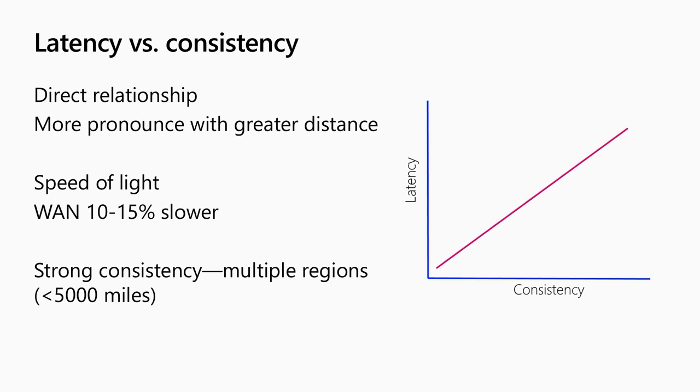Another thing I want to point out with respect to latency versus consistency is that there's actually a direct relationship between these things. In fact, the impact of that is more pronounced with greater distance. There's not many things in computer science that touch on things like the speed of light, but when you're dealing with a distributed application that's having to replicate and communicate over hundreds or thousands of miles, the speed of light actually becomes a factor with respect to the latency within your application.